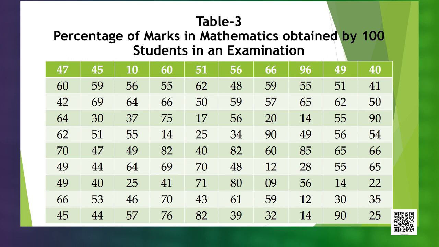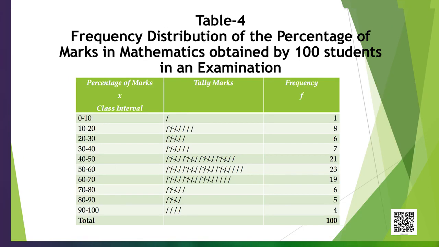Look at the table where we are given the percentage of marks in mathematics obtained by 100 students in a certain examination. Let us now construct a frequency distribution for the data in table 4 shown on the screen. As we have noted before, there are several alternative ways of choosing the number of classes, their size and their class limits. Suppose we choose 10 classes such as 0 to 10, 10 to 20 up to 90 to 100.